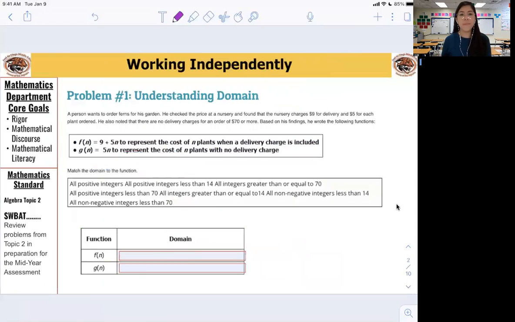Problem number 1. Understanding domain. All right, so here we go. I'm going to go ahead and read it, I'm going to highlight important things, and then we'll work on it together.